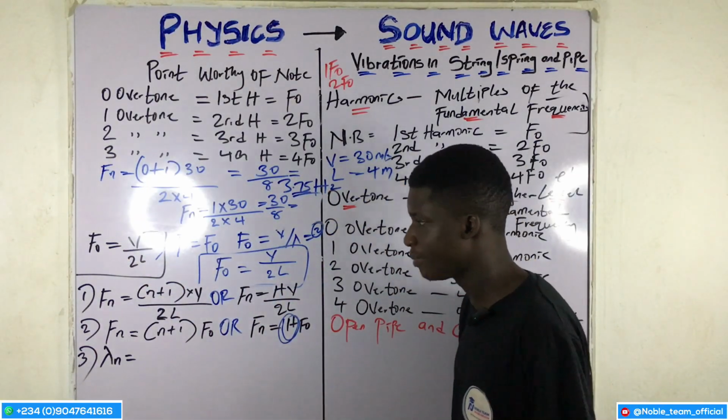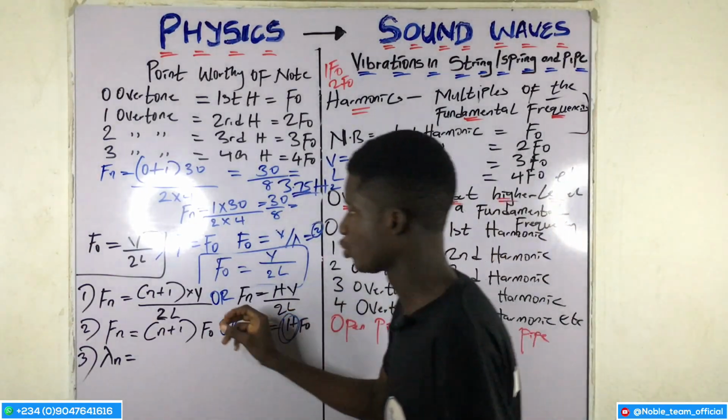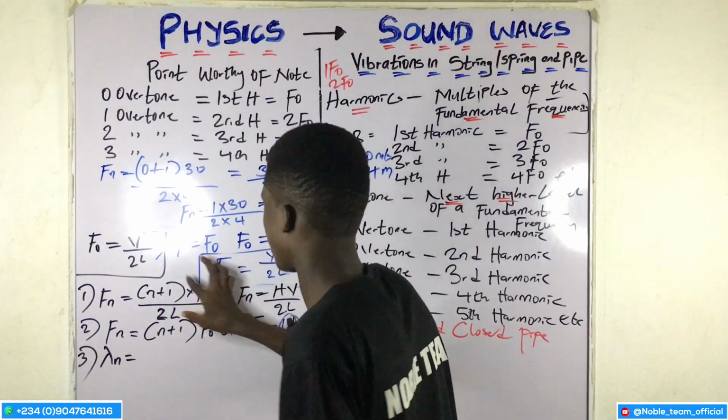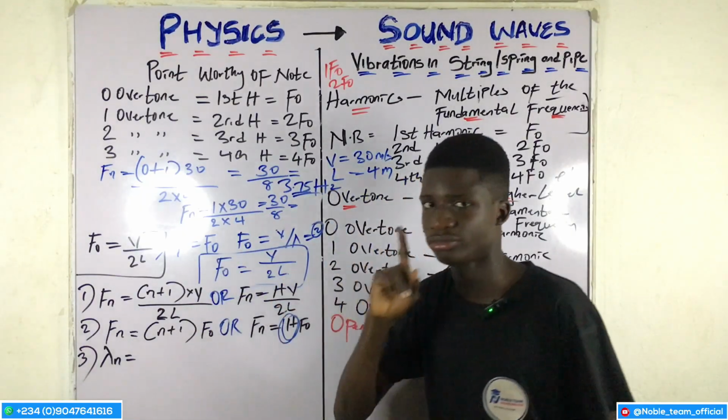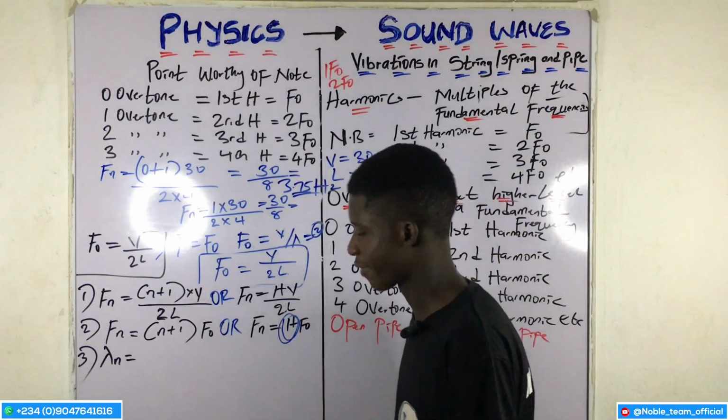You don't need to cram it. Let me give you the short methods to quickly remember it. Do you know that once you know these two formulas, you can easily calculate the wavelength of an open pipe? Now what am I trying to say?